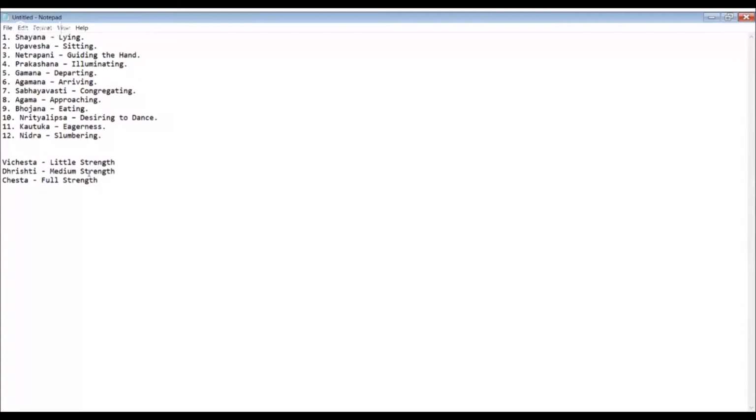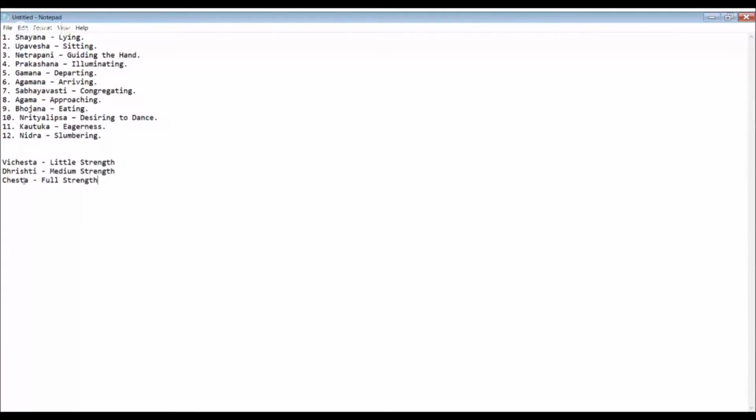But again, the Vichesta means doing whatever that Shayanadi Avasta is with a little bit of strength. The Drishti means doing whatever that Shayanadi Avasta is with medium strength, and the Chesta Avasta means doing whatever that Shayanadi Avasta is associated with full strength. So little effects, medium effects, or full effects.